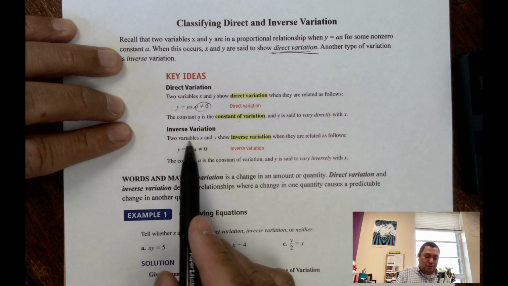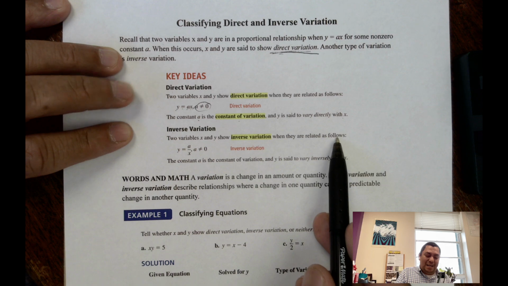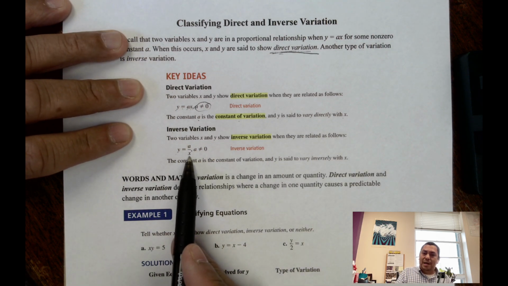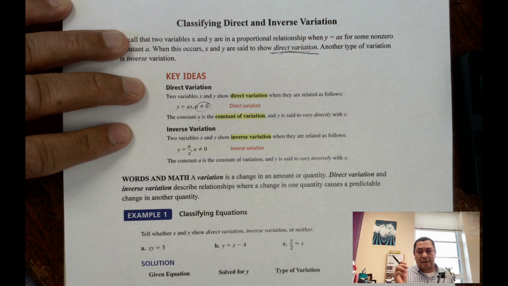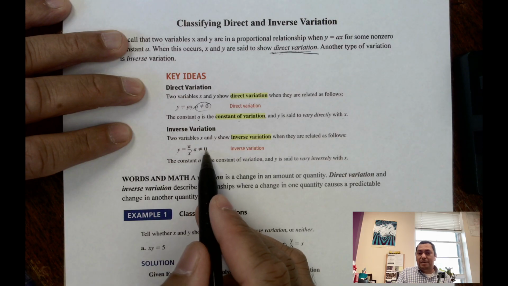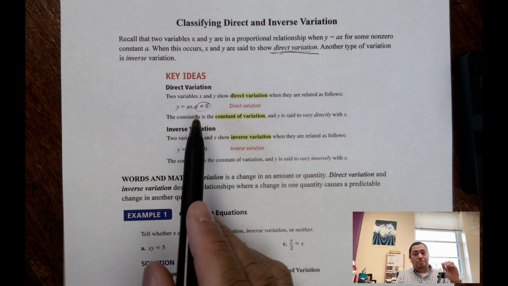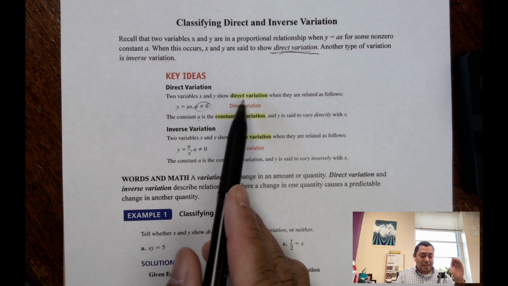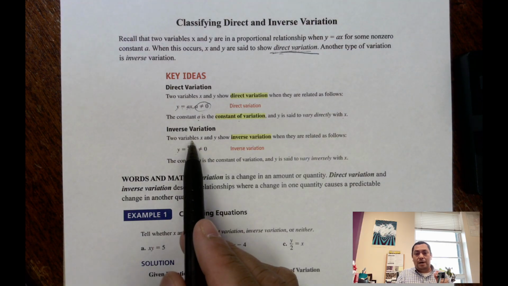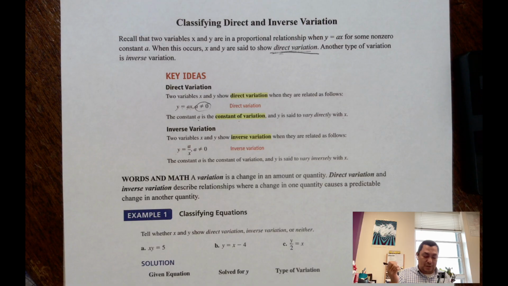Inverse variation: two variables x and y show inverse variation when they are related as follows. y equals a over x. I can see that my variable x goes in the denominator. In this case, a has to be different than 0. This is inverse variation. In direct variation, x multiplies the constant, and in inverse, x divides the constant, so x goes to the denominator.